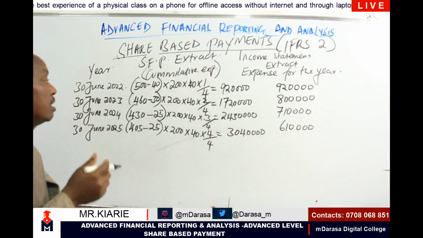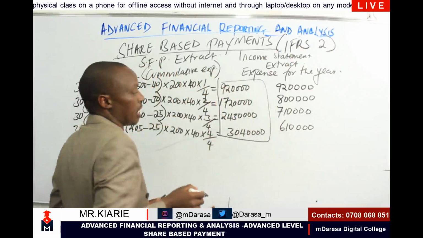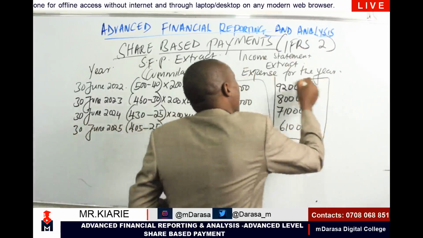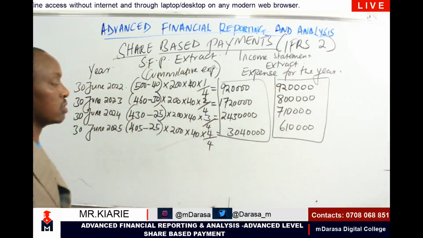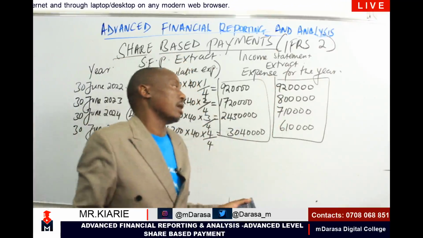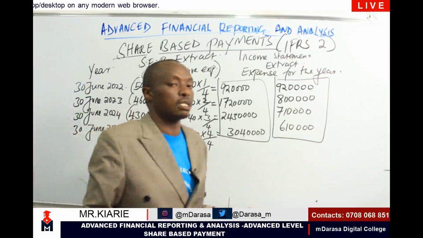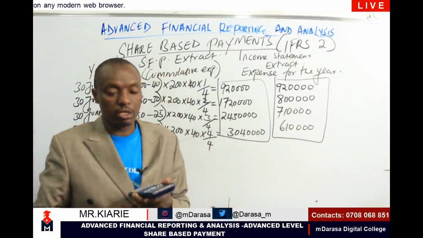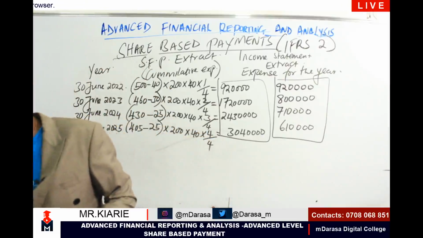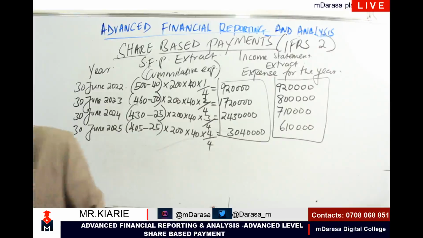Therefore, these are the figures which will appear in the SFP of each year, that is the statement of financial position, and these are the figures which will appear in the income statement of each of the 4 years. And that's how you present a share-based payment scheme, both in the income statement and in the statement of financial position. For purposes of improving our understandability, we are now going to look at another question.